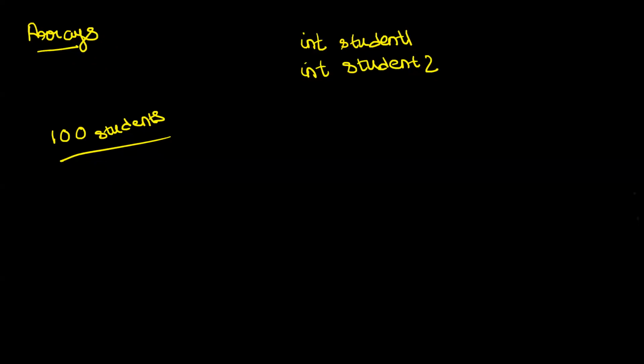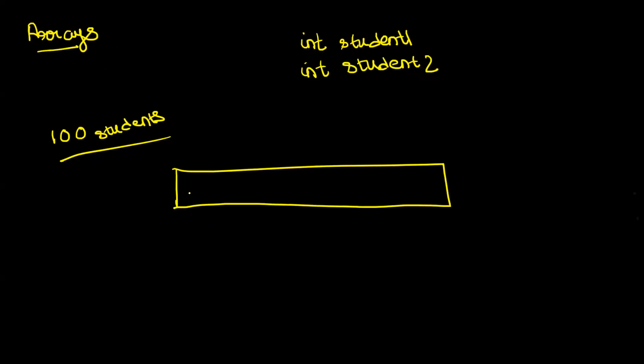See, the marks of these 100 students are something very similar. All these 100 students are studying in the same class, and their data is related. So instead of having 100 different variables to keep track of the marks of 100 different students, I can have a container. Listen to my words very carefully. I can have a container, and inside this container, there will be 100 cells or 100 blocks.